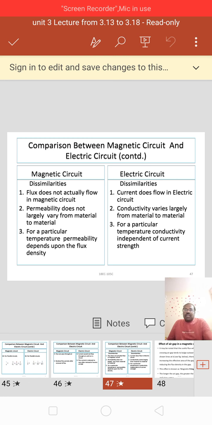See, first one, flux does not actually flow in the magnetic circuit. Current does flow in the electric circuit. Permeability does not largely vary from material to material in magnetic circuits. Conductivity varies largely from material to material in the electric circuit. For a particular temperature, permeability depends upon the flux density. For a particular temperature, conductivity is independent of current strength.